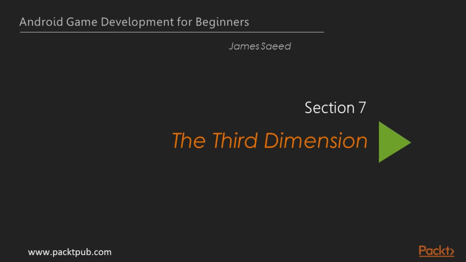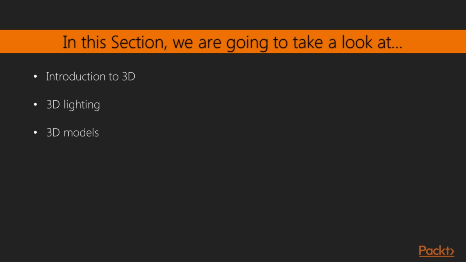Welcome to section the third dimension. In this section, we're going to take a look at an introduction to 3D and how we would go about rendering in 3D in Libgdx, and then looking at 3D lighting models, and how to incorporate that into our game, and then looking at 3D lighting in Libgdx, and then using Blender to import 3D models into our Libgdx game.